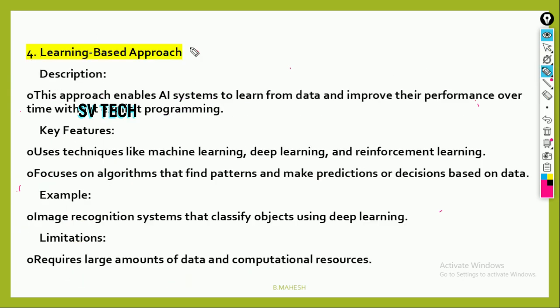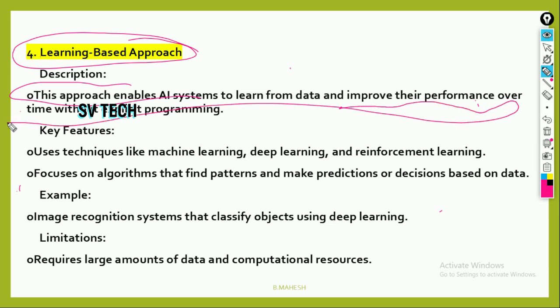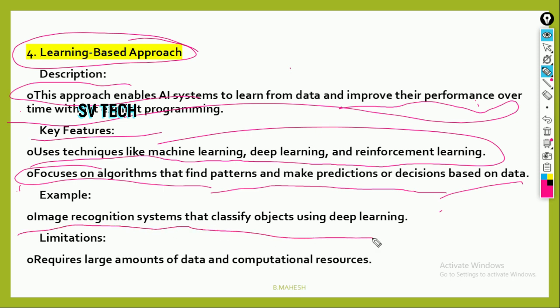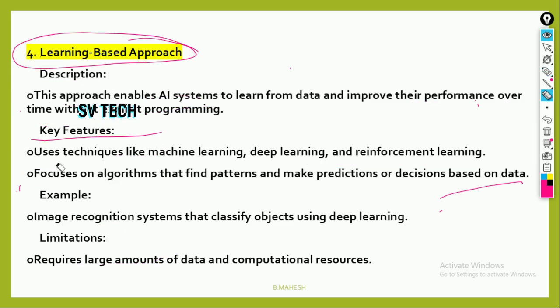The fourth approach is the learning-based approach. This approach enables AI systems to learn from data and improve their performance over time without explicit programming. Key features are that it uses techniques like machine learning, deep learning, and reinforcement learning. It focuses on algorithms that find patterns and make predictions or decisions based on data. For example, an image recognition system that classifies objects using deep learning. The limitation is that it requires a large amount of data and computational resources to process.